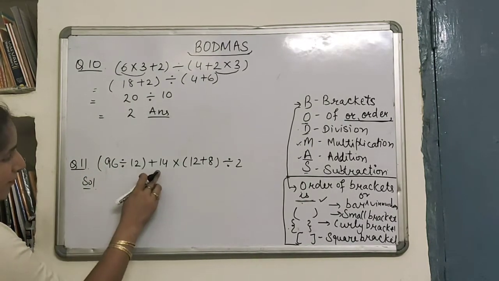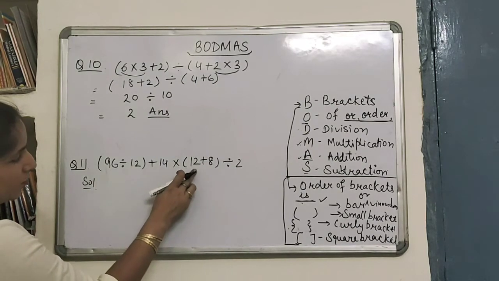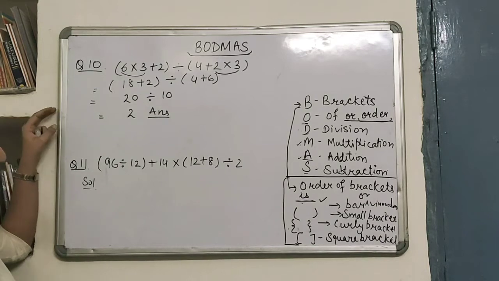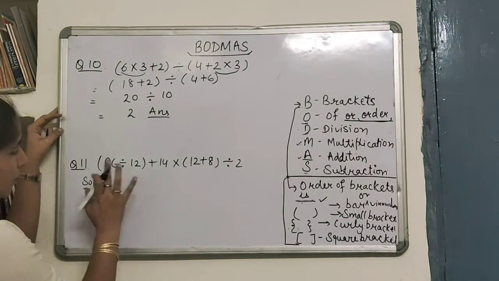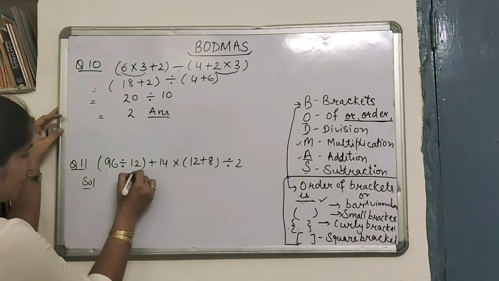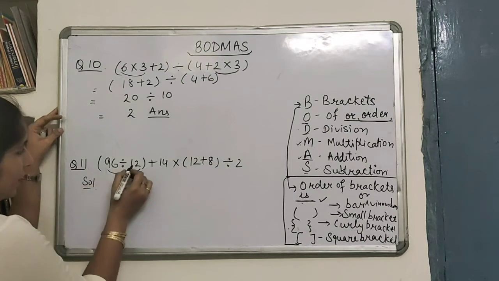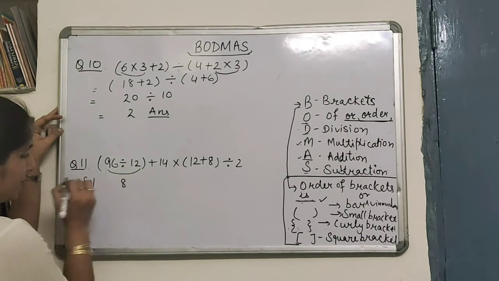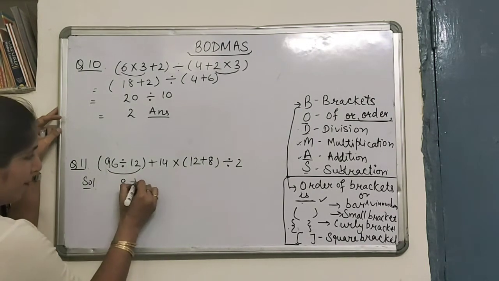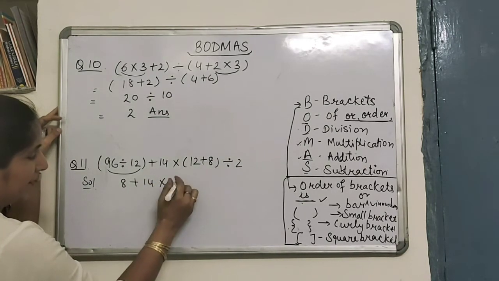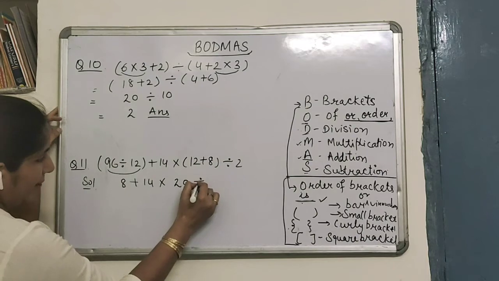Now let us solve the next question. 96 divided by 12 plus 14 multiplied by the bracket 12 plus 8, divided by 3. Now you can see here only one type of bracket, that is small. So let us solve this first. This is a small bracket. So inside it 96 divided by 12. Whatever is inside we solve it. So that will become 8, okay, 12 8s are 96, plus 14 multiplied. Now I will solve this bracket. 12 plus 8 is 20, then divided by 3.